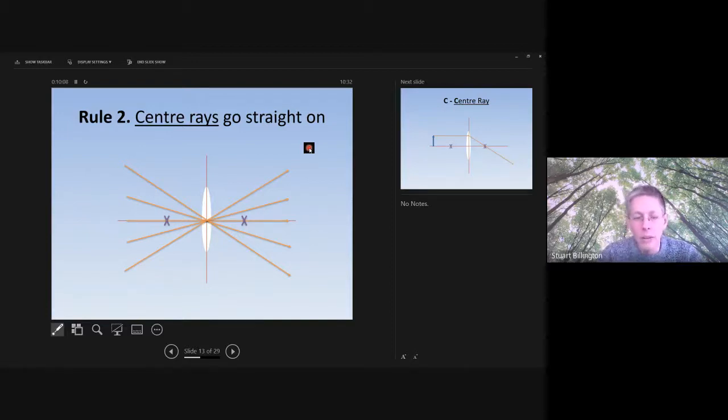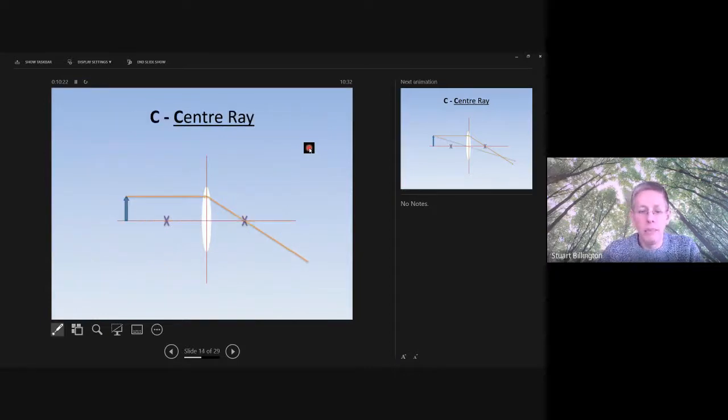And so here is your second rule. Any ray of light that passes through the direct center of the lens carries on as if the lens is not even there. So I need you to add to your diagram a ray of light that starts at the tip of the arrow and passes through the direct center of the lens and then carries on as if it isn't even there.